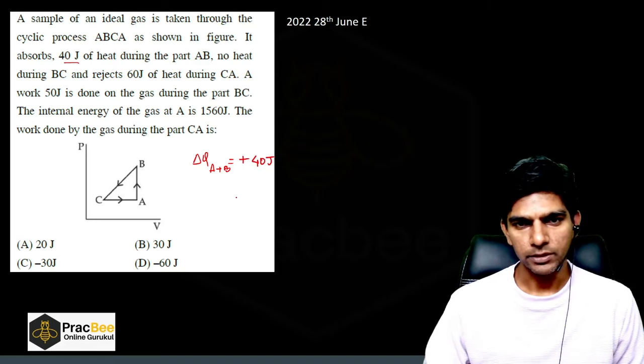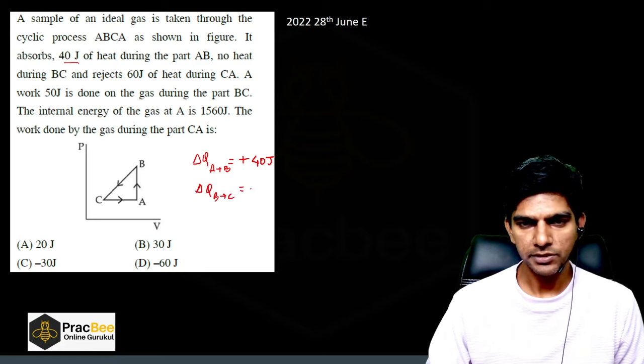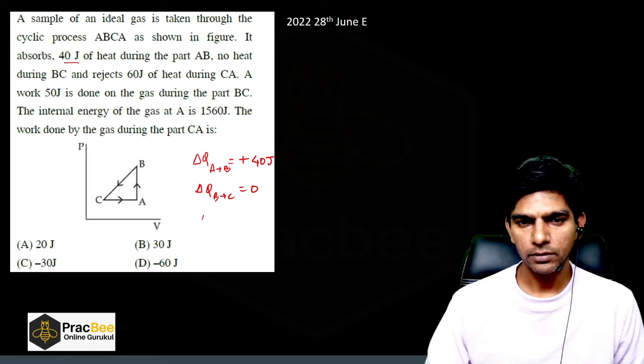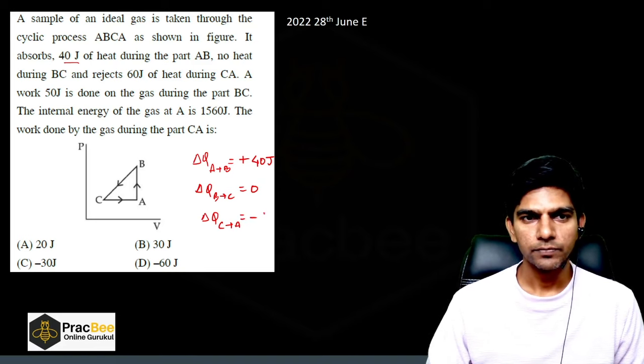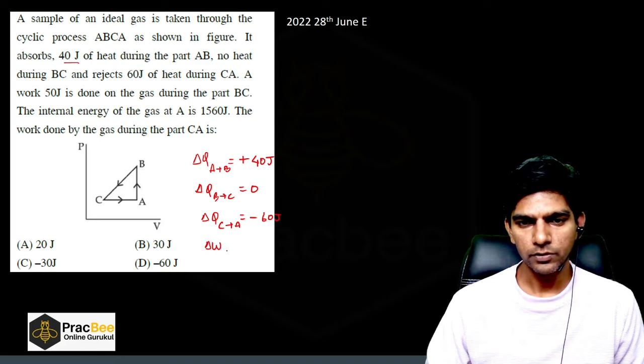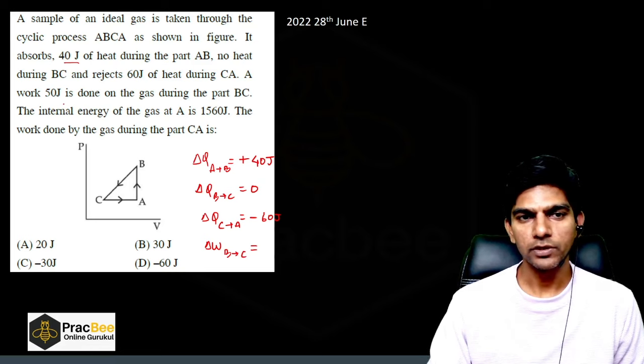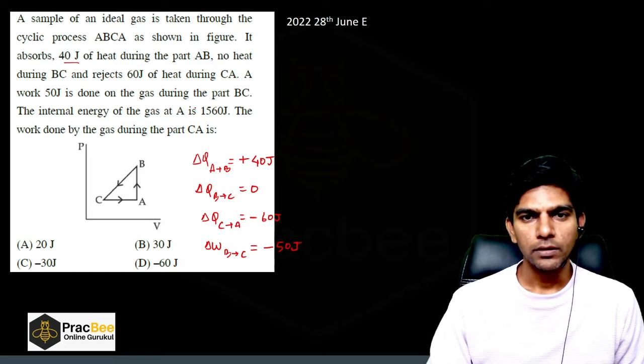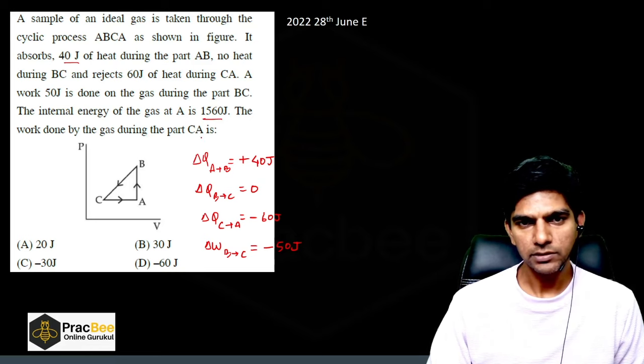And no heat during BC. So delta Q from B to C is 0, and it rejects 60 joules of heat during CA. Rejects means the heat is rejected out, so it will be negative. C to A, it will be minus 60 joules. And a work of 50 joules is done on the gas during the path BC. So work done for the path BC will be work done on the gas, which means the work done is negative, so minus 50 joules. And the internal energy of the gas at A is 1560 joules. Find the work done by the gas during the path CA.